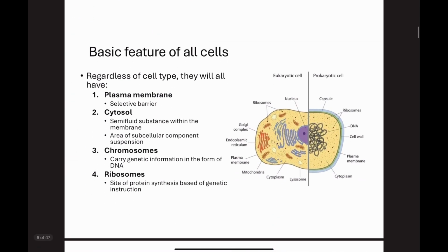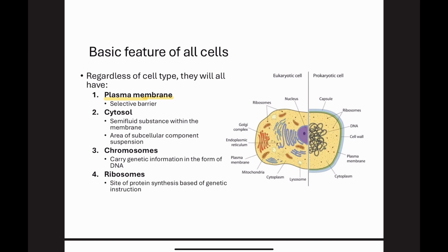So regardless of the cell type, every single cell is going to share these four common structures. The plasma membrane. The plasma membrane is a selective barrier that is going to regulate the movement of substances in and out of the cell.